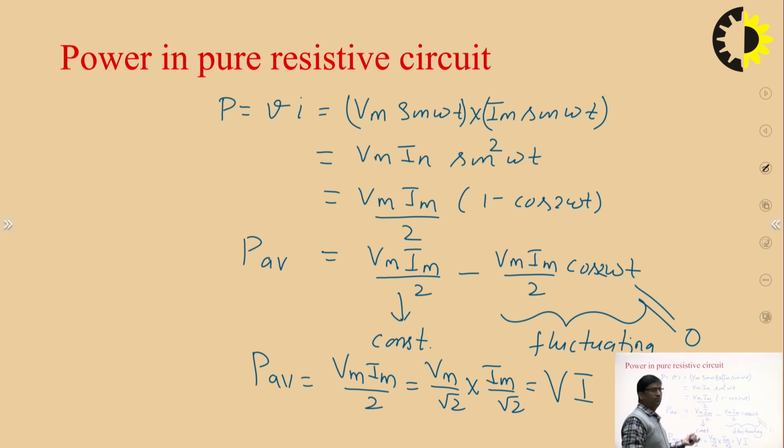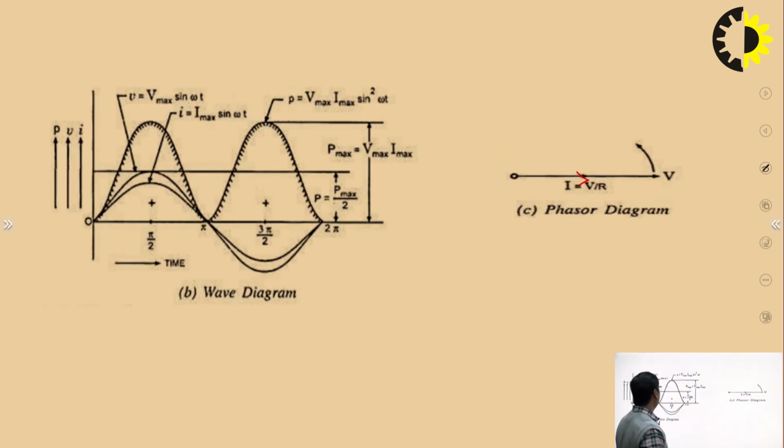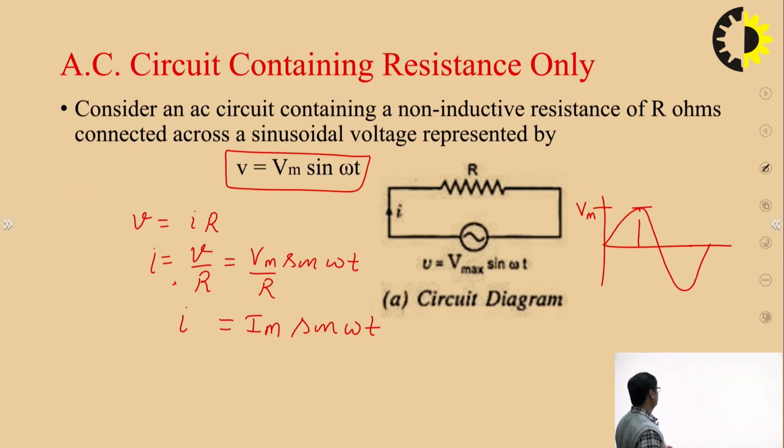So this is the power in a circuit, that is voltage into current, where V and I are the RMS values of voltage and current respectively. So this is how we can calculate the power in a circuit. This is the simple analysis of the circuit when only the resistance is there.